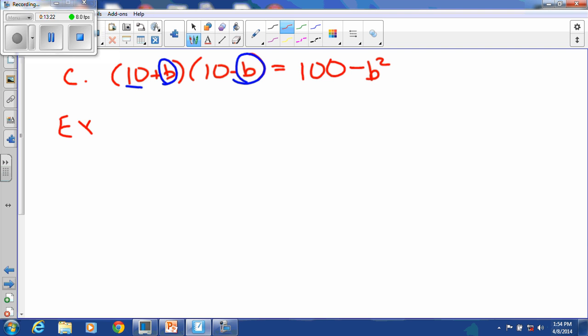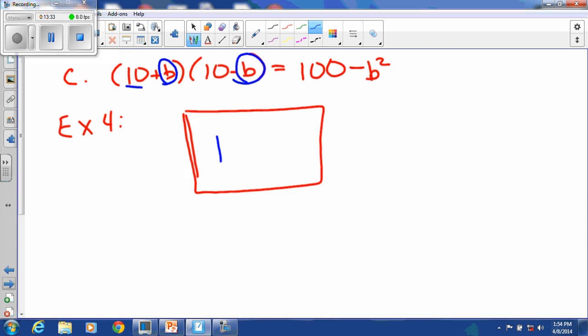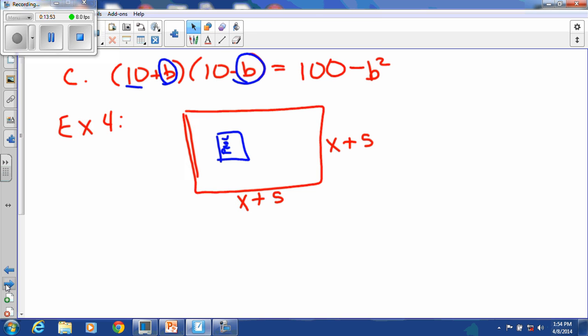Let's look at a word problem, an application problem. I have a yard, and in this yard I have a pool. I want to find the area of the yard around the pool. Well, we're going to use algebra to solve this problem, so instead of giving a specific length, we're going to call each side length x plus 5. We're going to call the area of the pool, one side x minus 2, and the other side is x plus 2. How do we find the area of the yard around the pool?